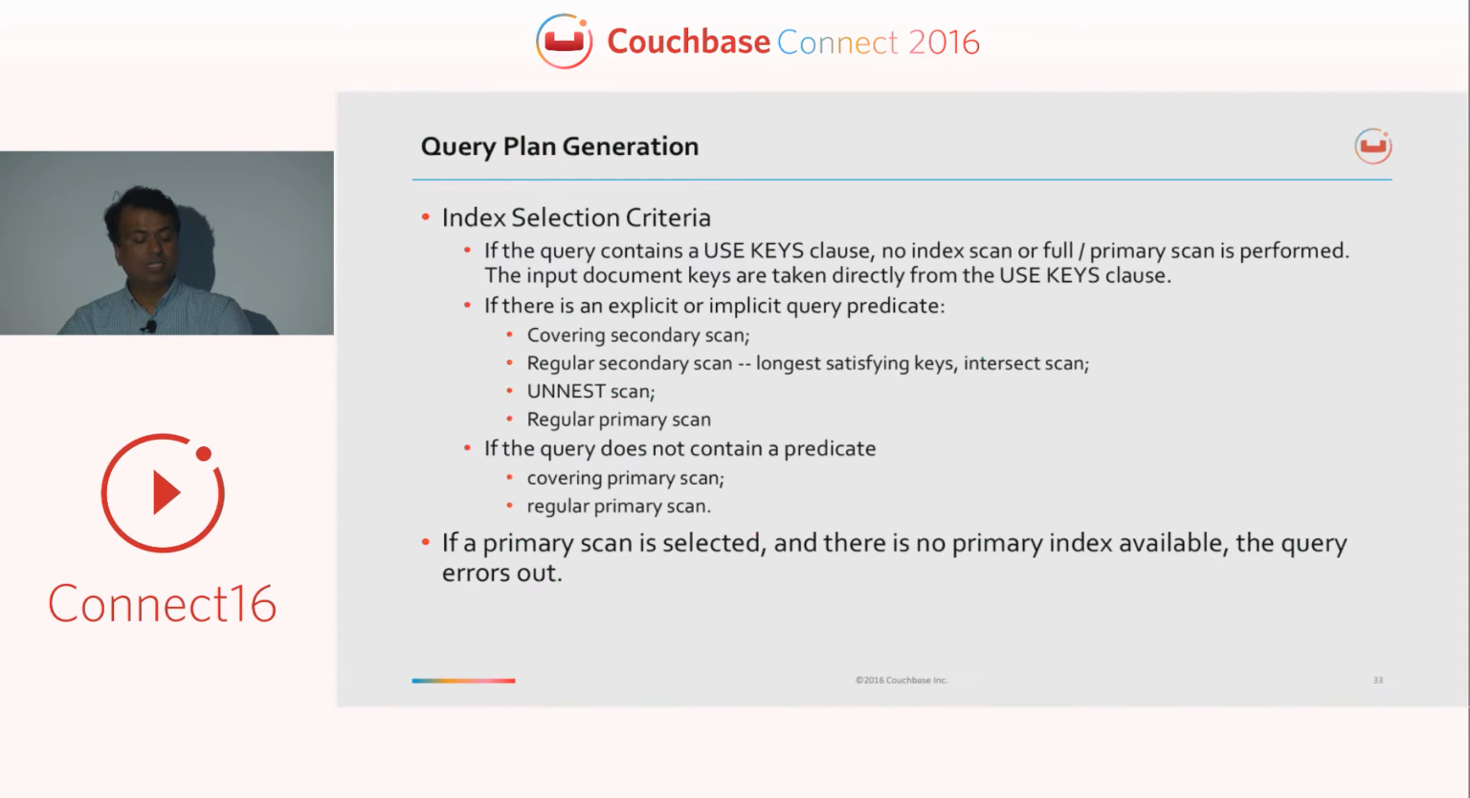For unnest, we choose the array index. The array index key has to be the first key of the index. That's one of the requirements for the unnest operation, because the predicate is directly on the array that you are unnesting. Yeah, if none of these are available, we use a regular primary scan. If you have a primary index, if you don't have any access path, then we bail out and give you the error saying that you need at least a primary index to execute the query.